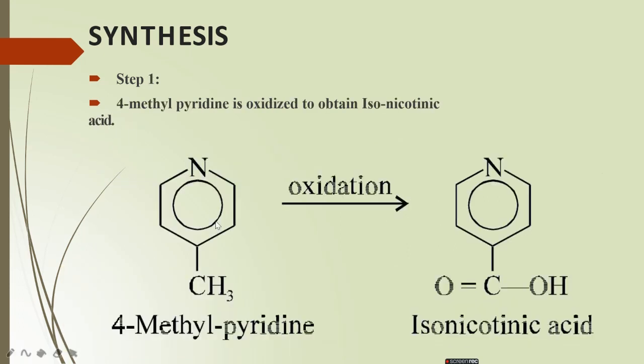So this is the first step of synthesis. In the first step, the precursor, the starting material of isoniazide, is 4-methyl pyridine. This is the pyridine ring 1, 2, 3, 4. In the fourth position, we will substitute or add a methyl group. So it is called 4-methyl pyridine. Now we have to do the oxidation of 4-methyl pyridine, and after oxidation, the 4-methyl pyridine is converted into isonicotinic acid, C double bond O OH.